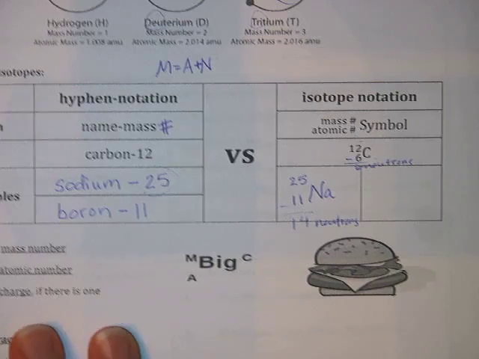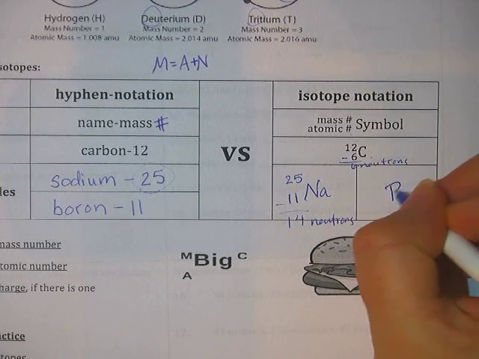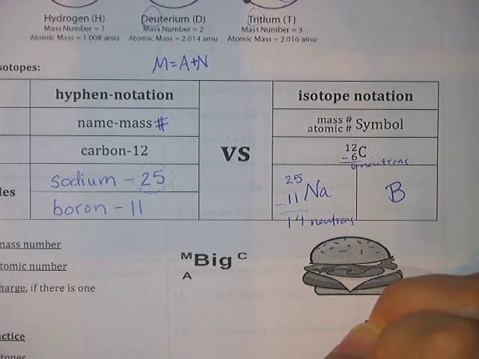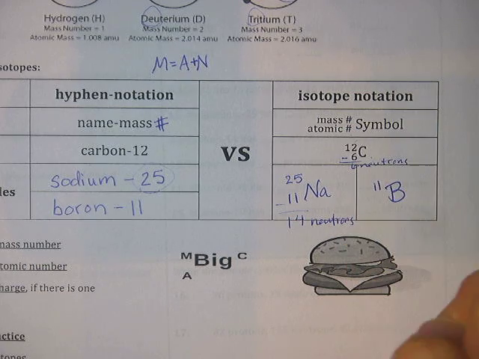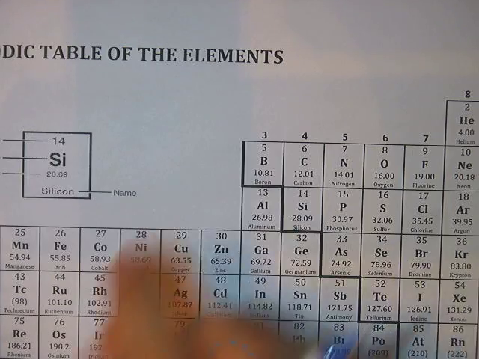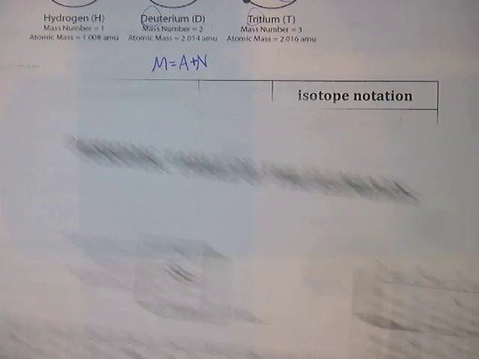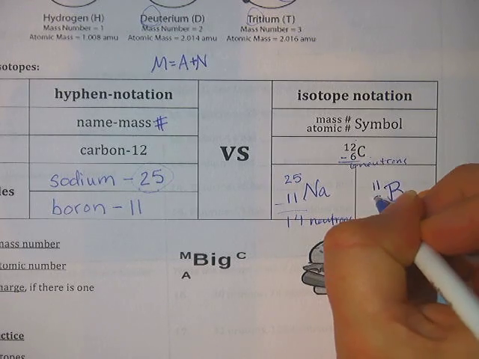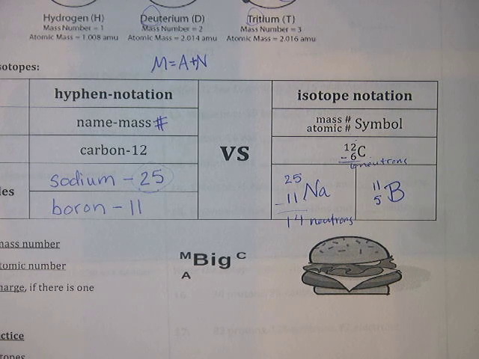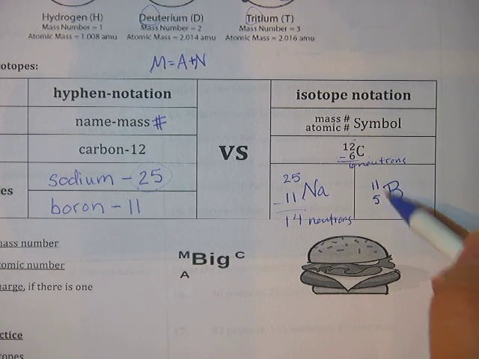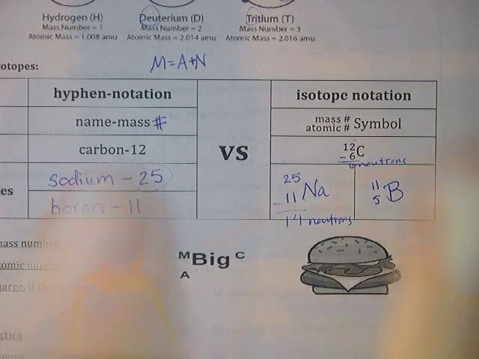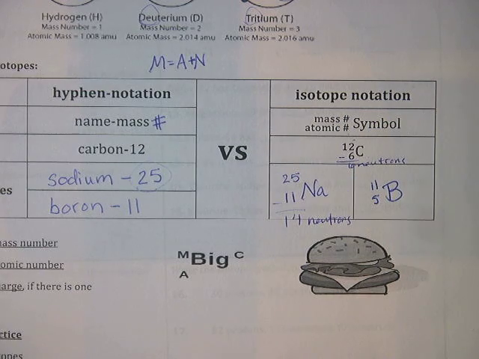For boron-11, boron is just a capital B for its symbol. The 11 is its mass number. And you go to your periodic table to find that boron's atomic number is 5. So that's what gets written on the bottom. And again, if I asked you how many neutrons, you'd just subtract 11 minus 5, 6 neutrons. Easy. So simple.